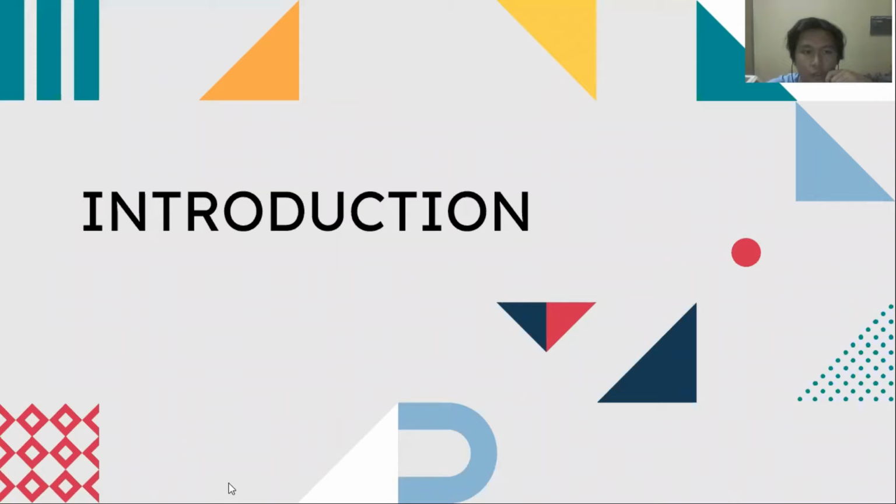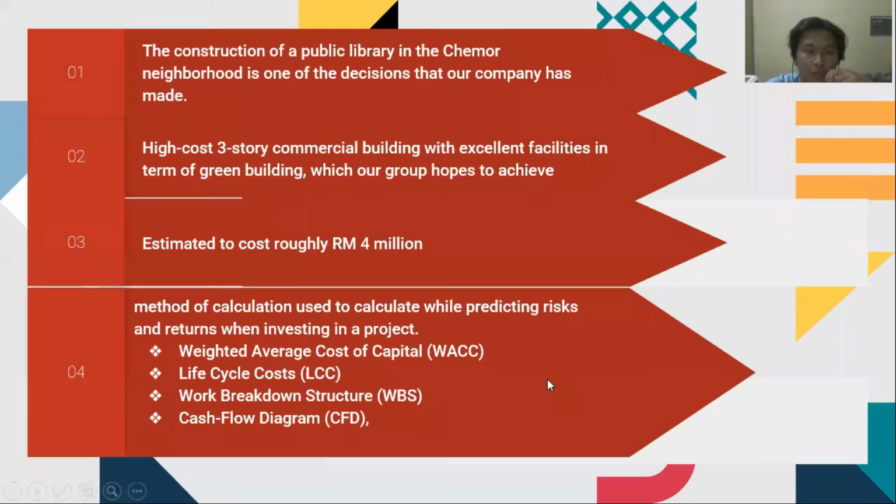So first is introduction. In the introduction, we have 4 points. The first point is that the construction of a public library in the Cemor neighborhood is one of the decisions that our company has made. It is a high-cost three-story commercial building with excellent facilities in terms of green building, which our group hopes to achieve. The estimated cost is roughly RM 4 million.